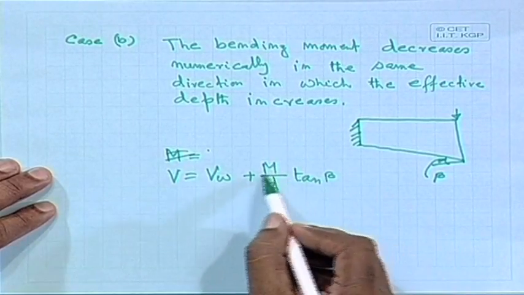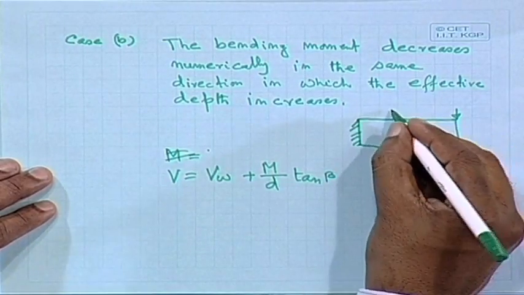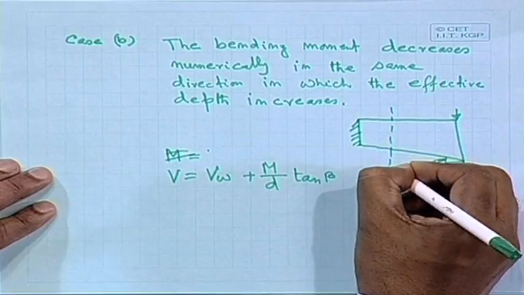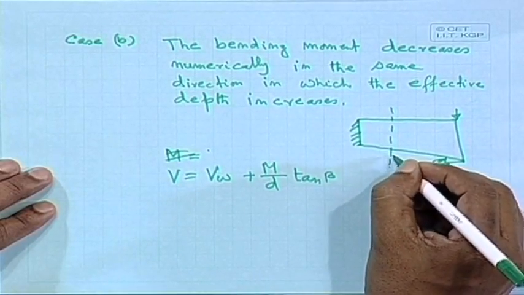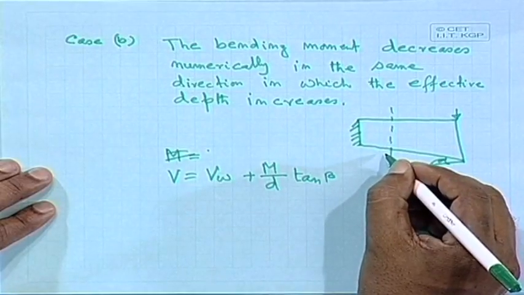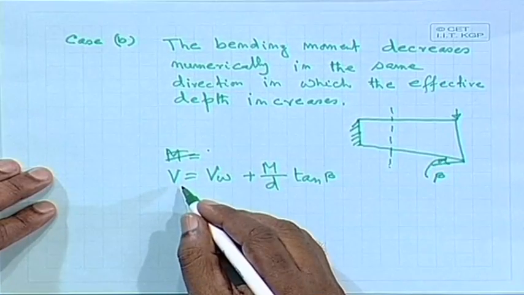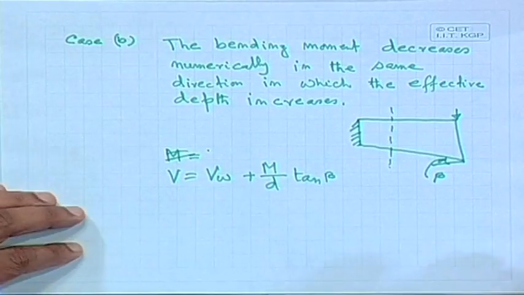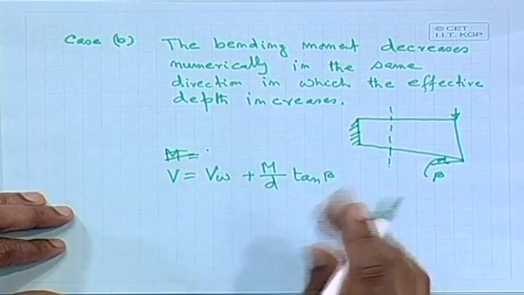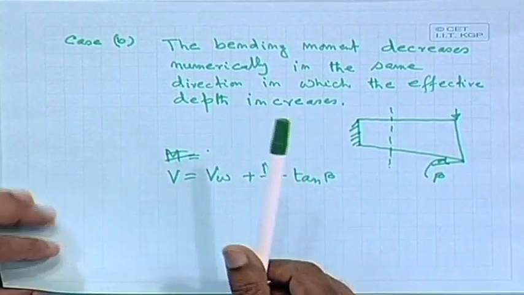So, we can find out M at this section, say we are interested to find out what is the value of M. We know the effective depth and we also know the VW. So, we can find out the corresponding V. So, these are the two cases, that means we have to compute that V depending on the varying depth.